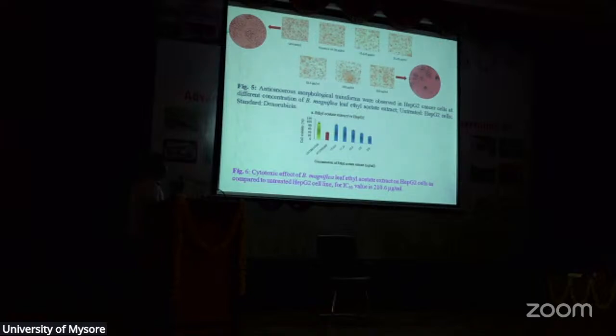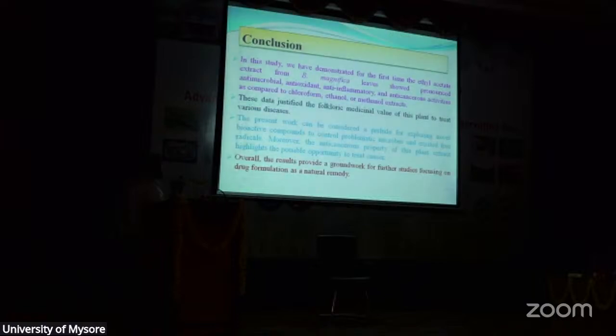Coming to the anti-cancer activity against the Hep2 liver cell line: in untreated cells, the cells proliferated. In treated cells, the cells are suppressed or disintegrated. As concentration increases, cell viability decreases, and it shows high cytotoxicity, giving an IC50 value of 210 microgram per ml.